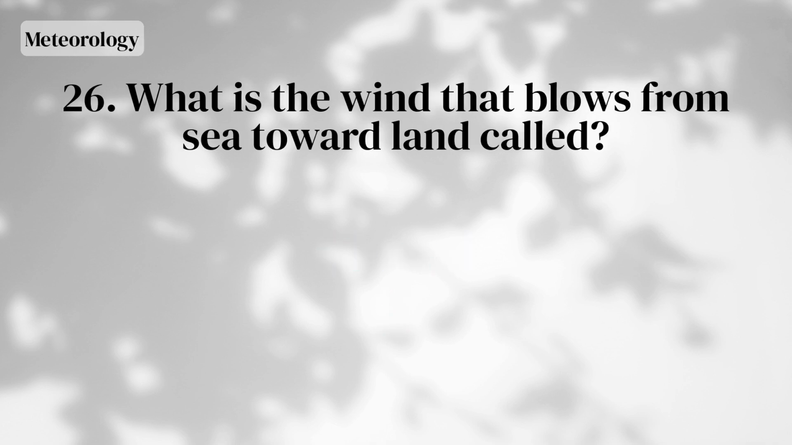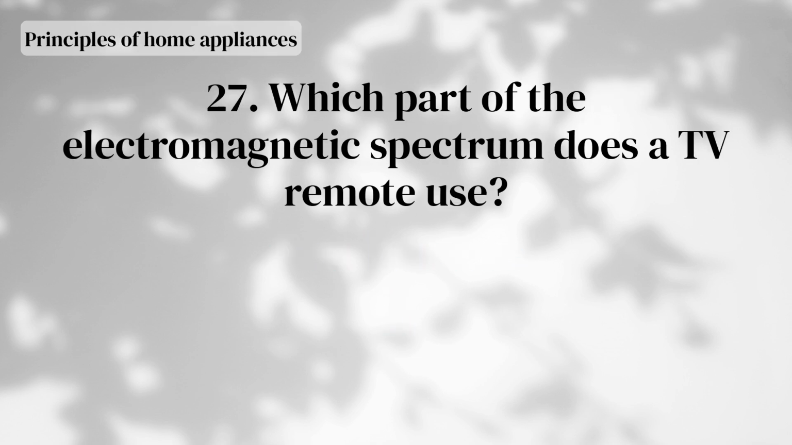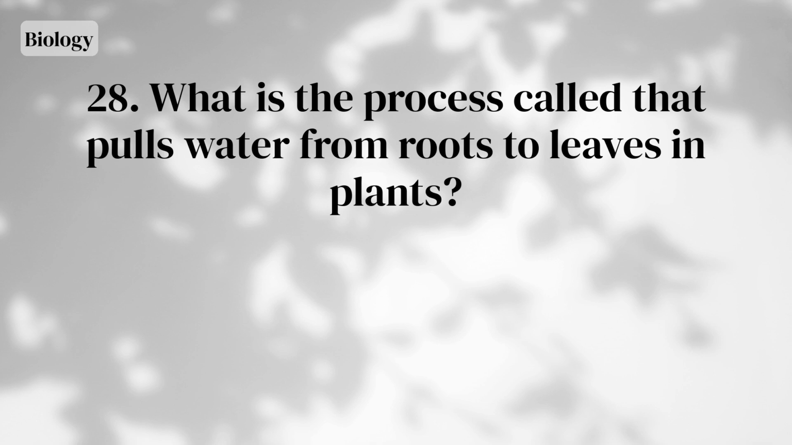Closed. What is the wind that blows from sea toward land called? Sea breeze. Which part of the electromagnetic spectrum does a TV remote use? Infrared. What is the process called that pulls water from roots to leaves in plants?